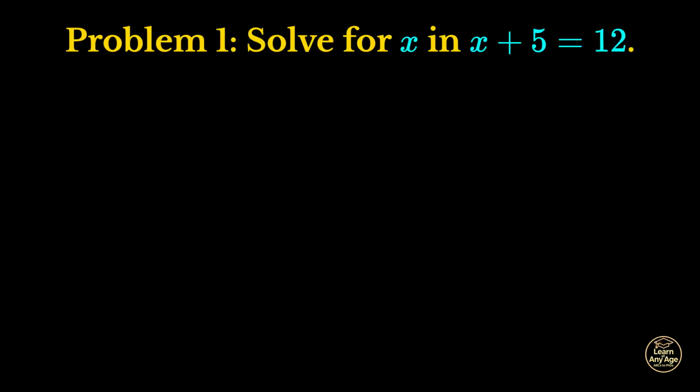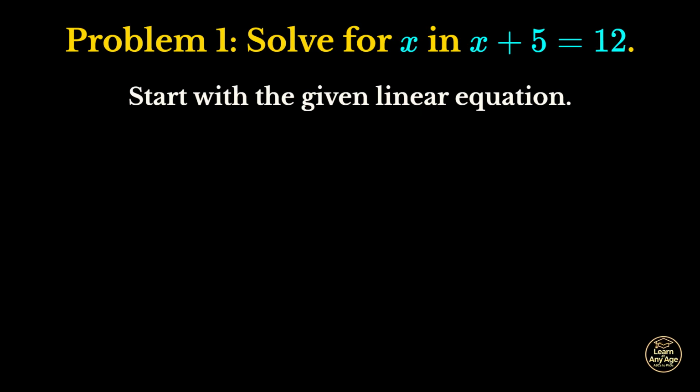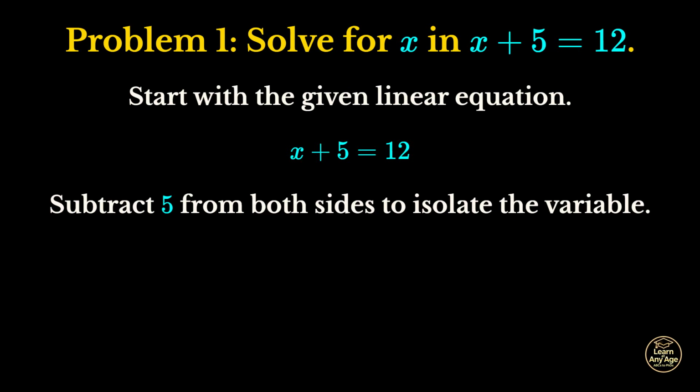Problem 1, solve for x: x plus 5 equals 12. Start with the given linear equation. X plus 5 equals 12. Subtract 5 from both sides to isolate the variable. X plus 5 minus 5 equals 12 minus 5.